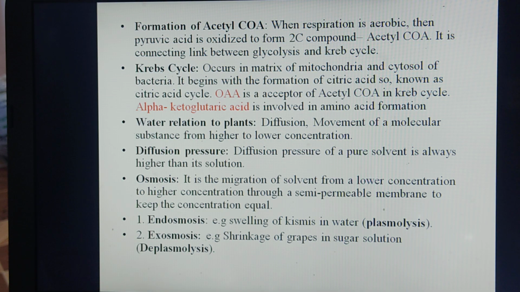Water relation to plants: diffusion, movement of a molecular substance from higher to lower concentration. And diffusion pressure of a pure solvent is always higher than its solution. Osmosis, it is the migration of solvent from a lower concentration to higher concentration through a semi-permeable membrane to keep the concentration equal. Endoosmosis, example swelling of kishmish in water, and it's also known as deplasmolysis. Exoosmosis, example shrinkage of grapes in sugar solution, also known as plasmolysis.